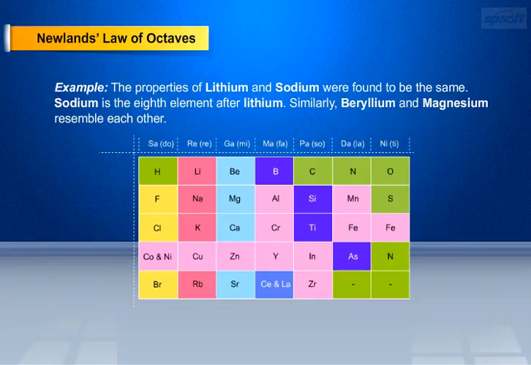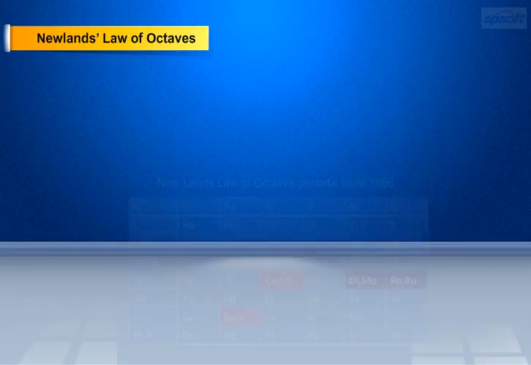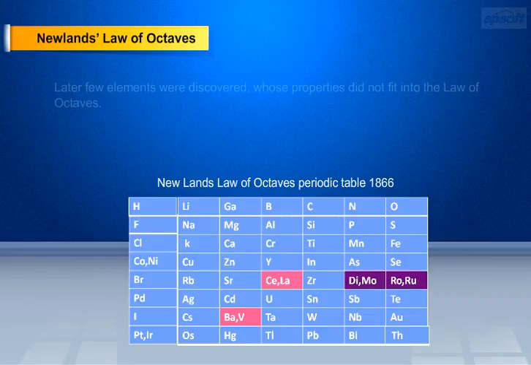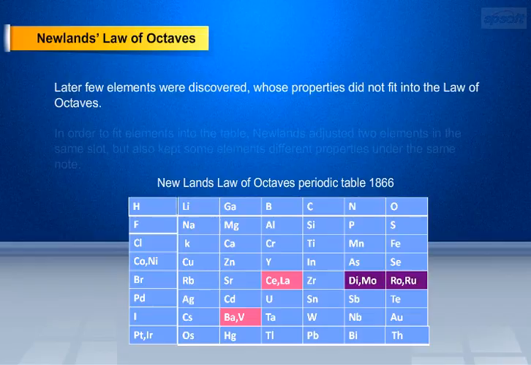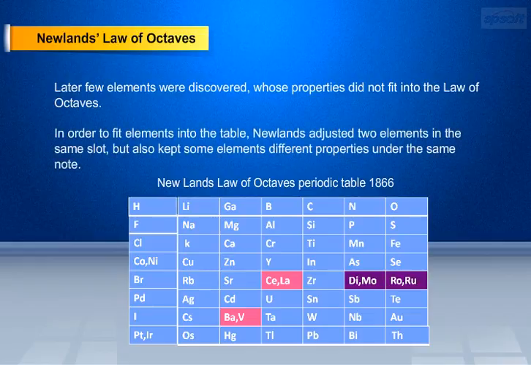Newland assumed that only 56 elements existed in nature, and no more elements would be discovered in the future. But later on several elements were discovered. These newly discovered elements' properties did not fit into the law of octaves, that is, Newland's periodic table. In order to fit these elements into his table, Newland adjusted 2 elements into the same slot, but also kept some unlike elements under the same note.